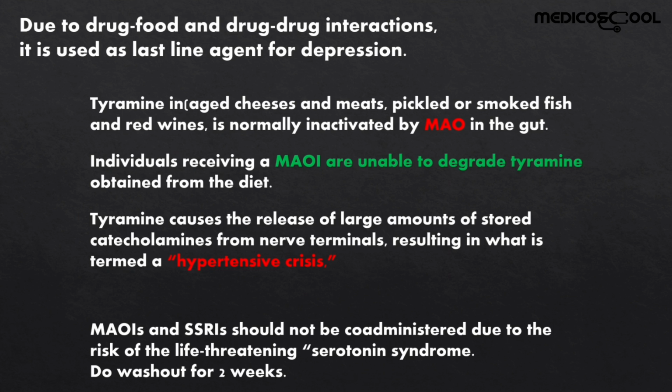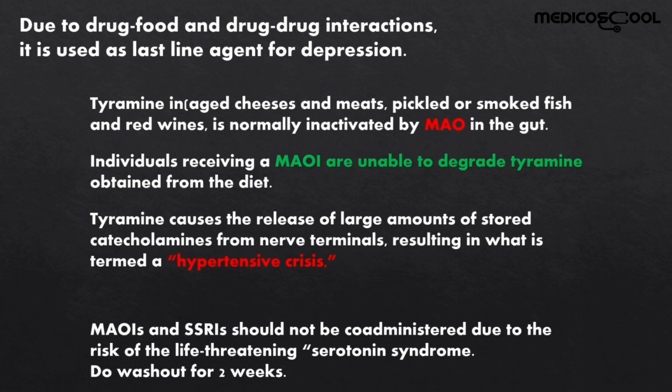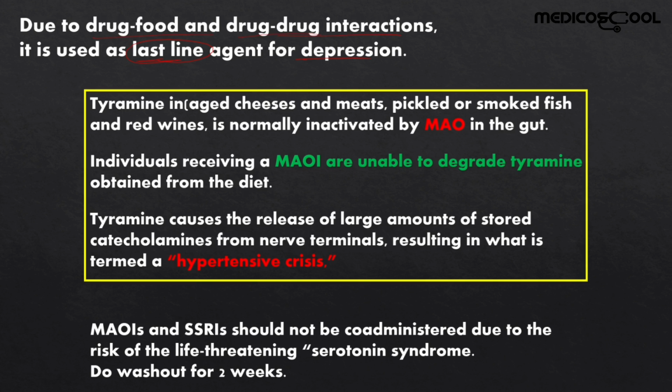Now what is the main disadvantage of these monoamine oxidase inhibitors? We use them as a last line agent for depression, and it is mainly due to two reasons. The first one is the drug-food interaction, and the second one is the drug-drug interaction. So what is drug-food interaction?